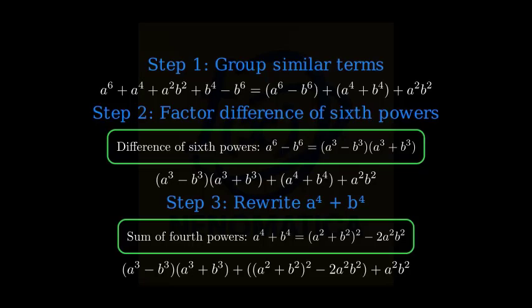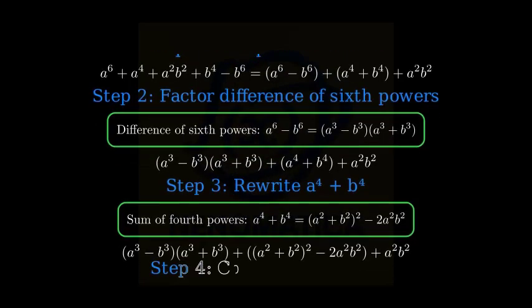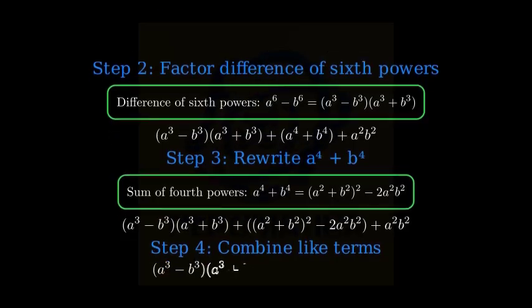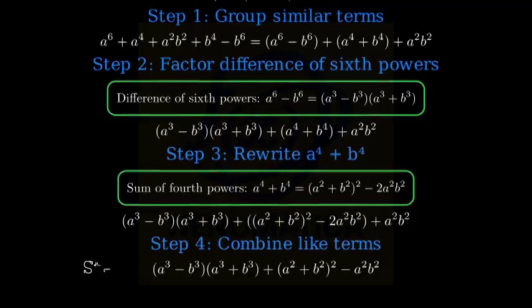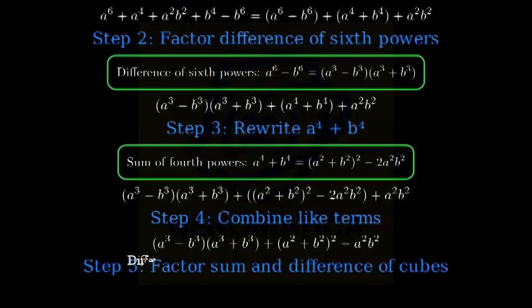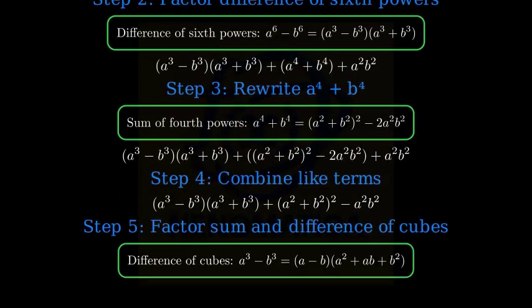Now we can simplify by combining like terms. The negative 2 a squared b squared and the positive a squared b squared combine to give us negative a squared b squared. So our expression simplifies to a cubed minus b cubed times a cubed plus b cubed plus the quantity a squared plus b squared squared minus a squared b squared. Let's continue factoring by using the formulas for the sum and difference of cubes. We know that a cubed minus b cubed equals a minus b times a squared plus ab plus b squared.